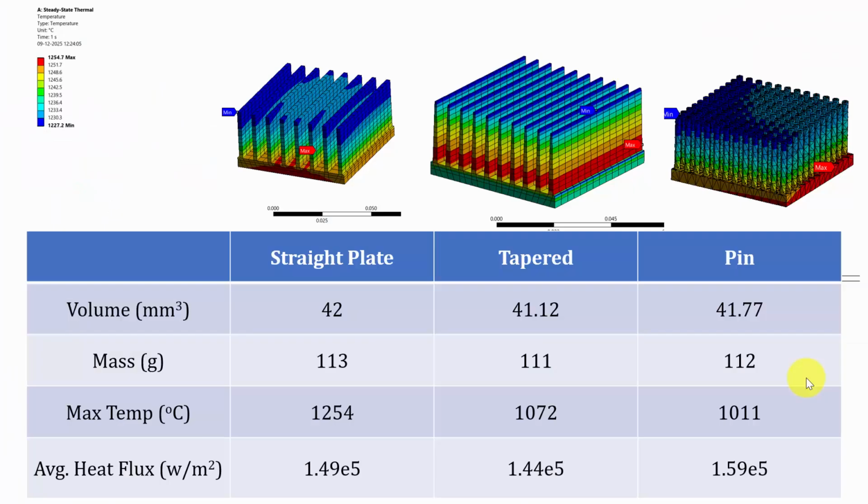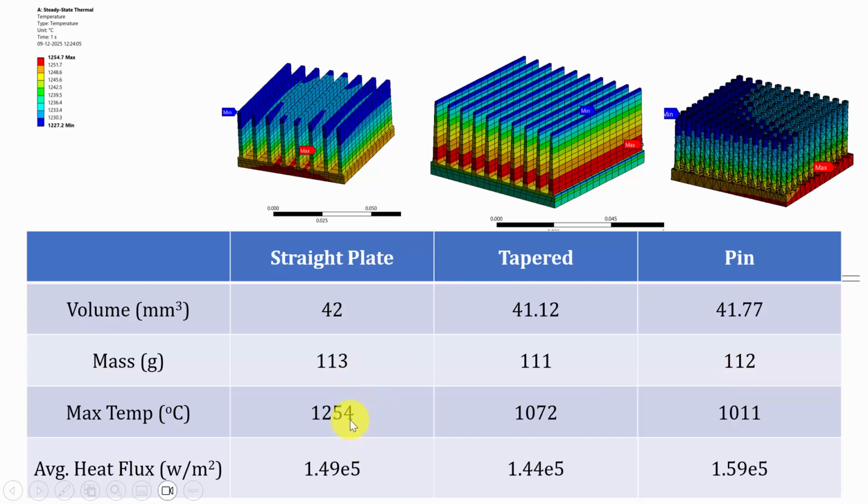Now this is the clear comparison between the three configurations. For the straight plate, the volume is 42 and the mass is 113, and in the tapered configuration the volume is around 41.12 and the mass is 111, and in the pin the volume is 41.77 and the mass is 112. So in all the three configurations the mass is almost the same.